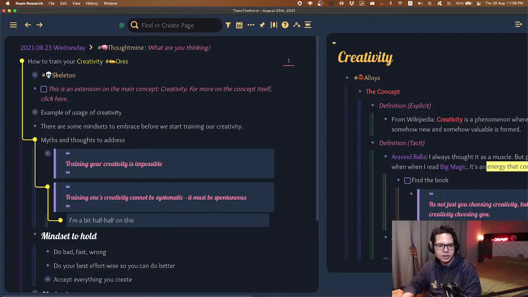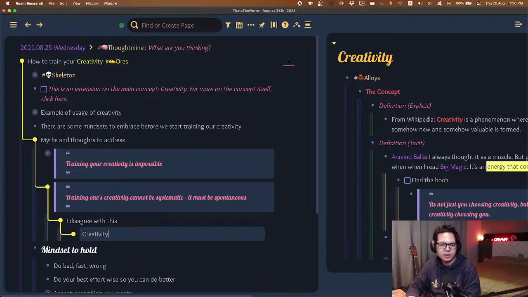And the other myth is training one's creativity cannot be systematic. It must be spontaneous. Actually, I'm a bit half-half. I disagree with this. Creativity can be systematic. What's spontaneous is epiphanies and muses.